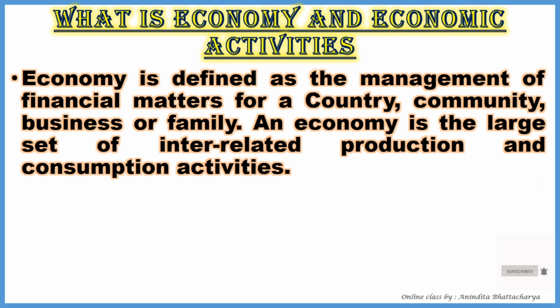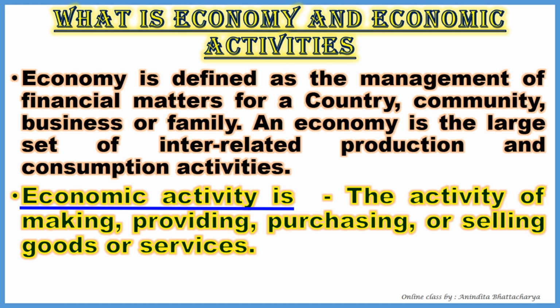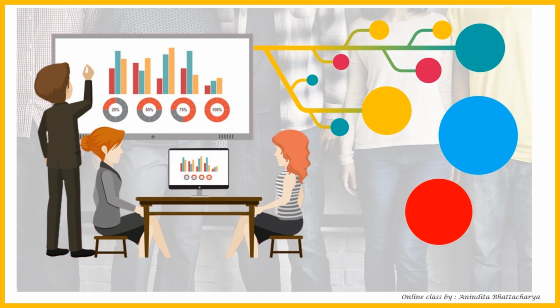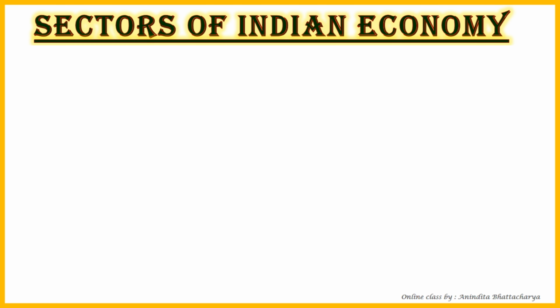In other words, we can say it is a system of earning livelihood to satisfy human wants. So the question is, what is economic activity? The activity of making, providing, purchasing or selling goods or services is called economic activity. People are engaged in many economic activities like manufacturing goods and services. The best way to understand the economy is by grouping these activities using important criteria, and these criteria or groups or components are called sectors. Classifying the economy into various sectors allows us to understand the economy in depth.